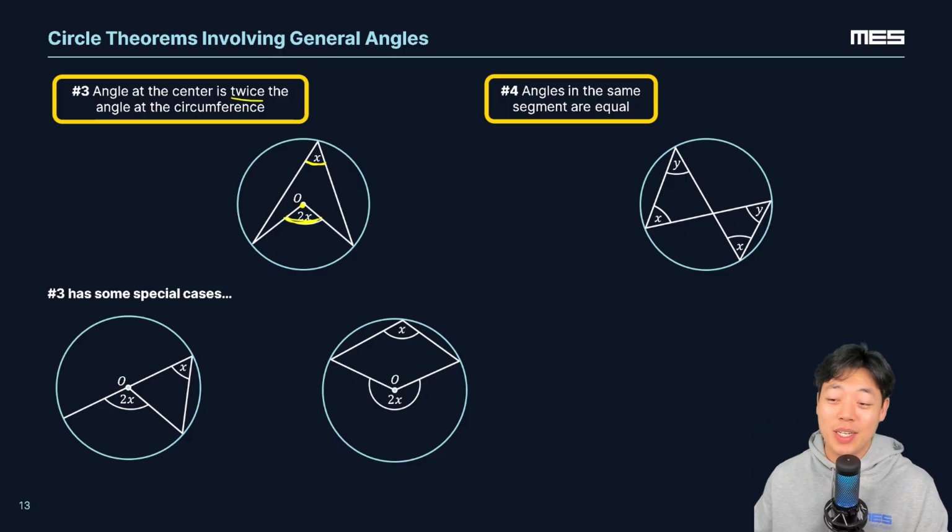And number 4, this one is super, super useful as well. Angles in the same segment are equal. X and X are equal, and Y are equal, and that will be very useful.